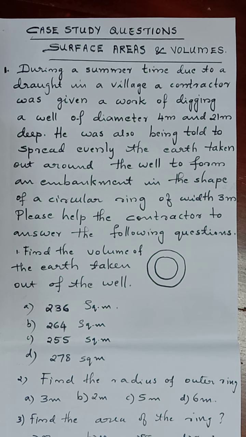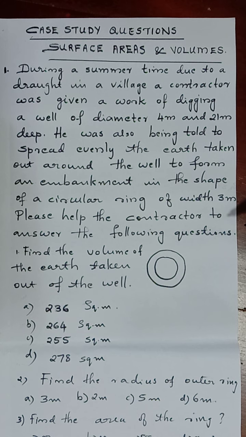During summertime, due to a drought in a village, a contractor was given a work of digging a well of diameter 4 meter and 21 meter deep. He was also told to spread evenly the earth taken out around the well to form an embankment in the shape of a circular ring of width 3 meter. Please help the contractor to answer the following questions.